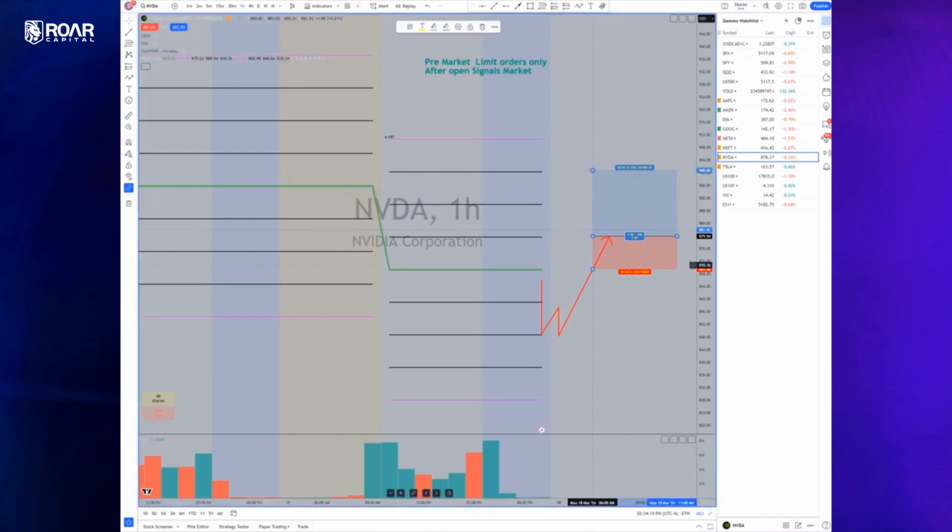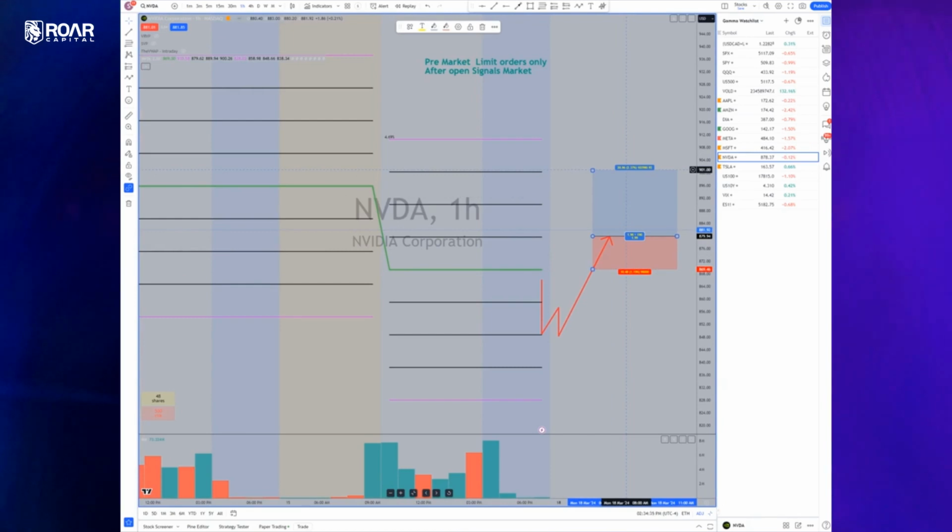So this is how I would judge it. I would use this tool to say, okay, I'm going to buy pre-market at 880 right now. My stop is going to go 869.45, a little bit lower, and my target is going to be 900. And I would do that.